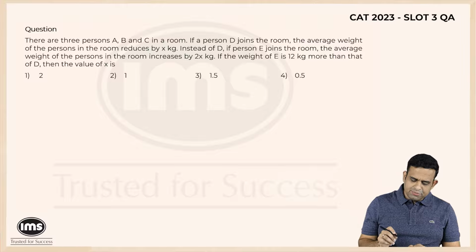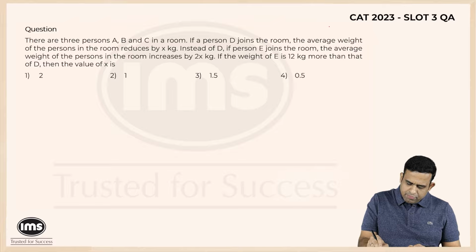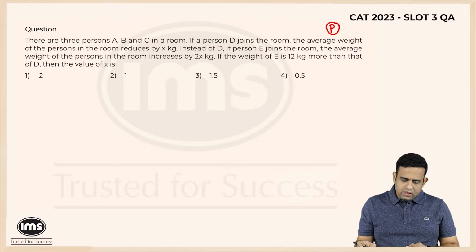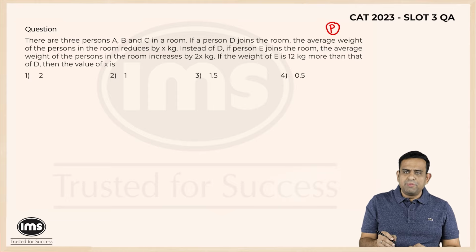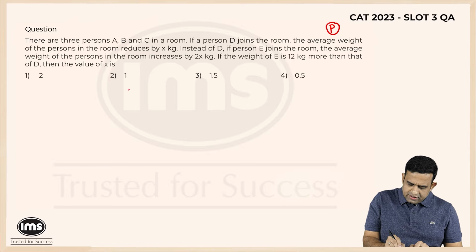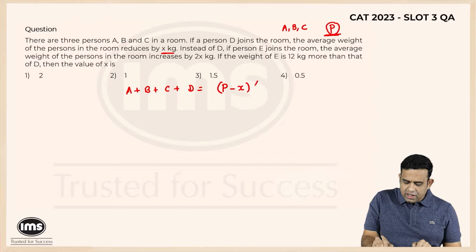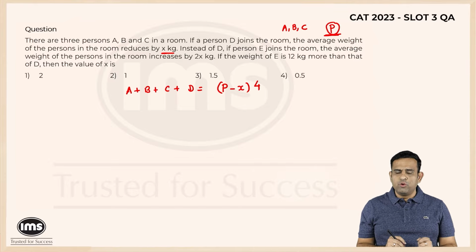So first of all, understand in this particular case that I have taken the average to be, let's say, equals to some number P over here. So what do we have? In case the person D joins A, B and C, so the total weight will become A plus B plus C plus D, and this should be equals to reduces by x kg. So one can say it was P earlier, so P was the average weight of, let's say, A, B and C, and we are seeing a drop of x, so P minus x is the new average, and the number of, let's say, person happens to be nothing but 4 here.